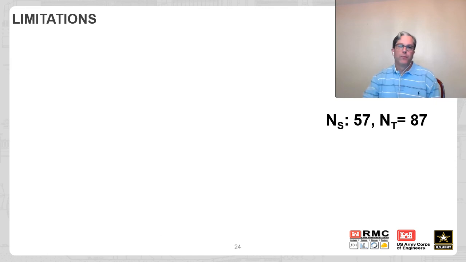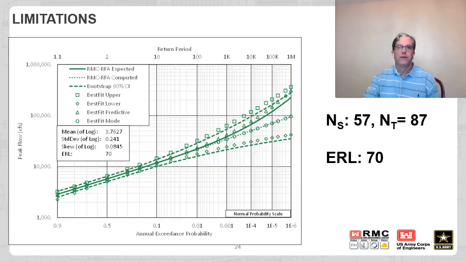When we perform an RMC Best Fit analysis on this data set and plug the results into the effective record length toolbox, we should get an effective record length estimate of about 70 years. Now let's compare the results we would get from an RMC RFA analysis using this effective record length and compare it to the results we have from our RMC Best Fit analysis.